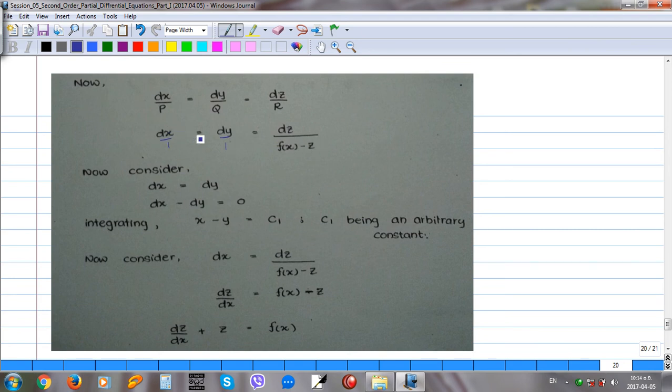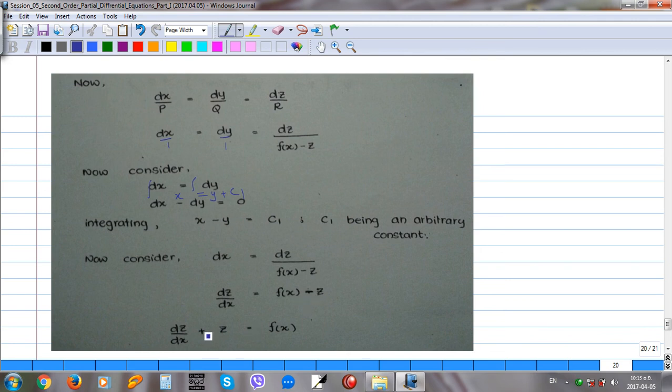First we can consider dx equals dy, then we can integrate both sides. Then what happens? If we integrate this, we can write x equals y plus c1. Then x minus y equals c1, where c1 is an arbitrary constant. Now we can consider this one, dx equals dz over f of x minus z. So we can write dz over dx equals f of x minus z.